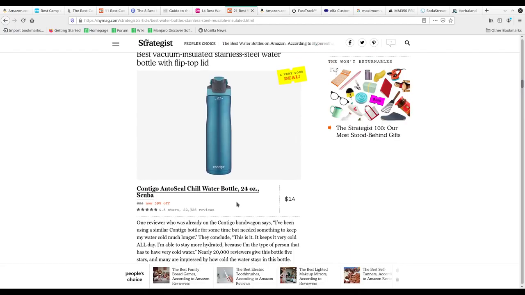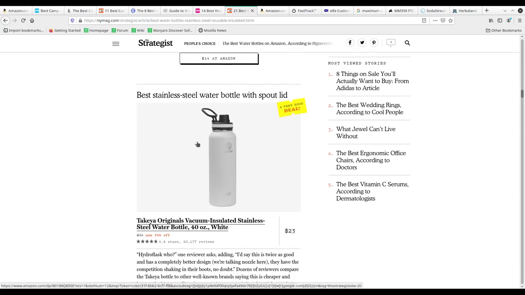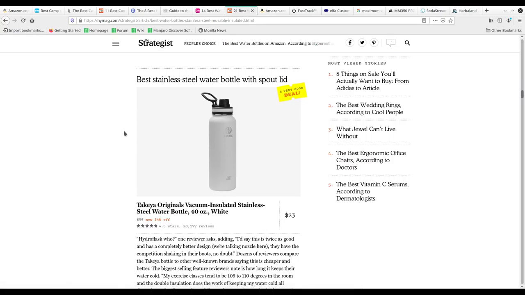Okay, there are two solutions I would recommend in place of the Nalgene. That's going to be this Contigo water bottle with the flip-top lid, and these Takeya water bottles that also have a flip lid, just a different shaped flip lid. Both of these would be a perfectly fine solution. It all depends on what's available in your country.